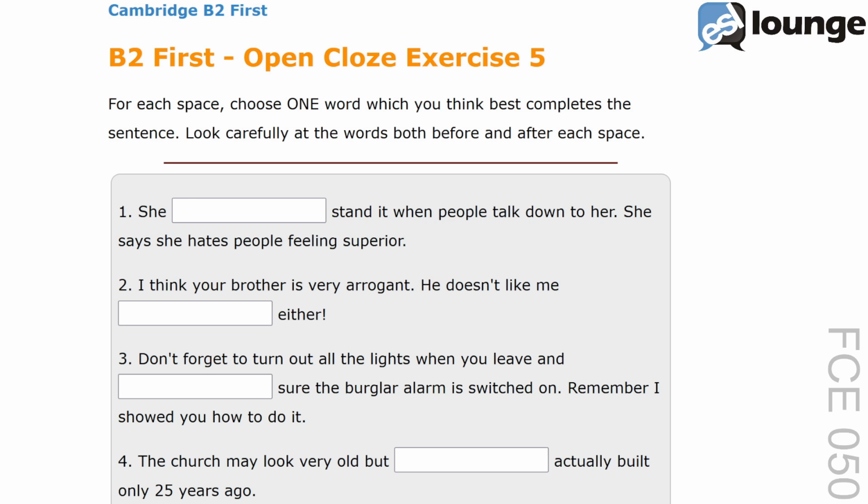Today we're working through B2 First, open cloze, exercise number FCE050. Let's start with number 1.